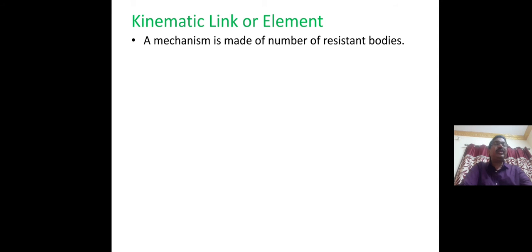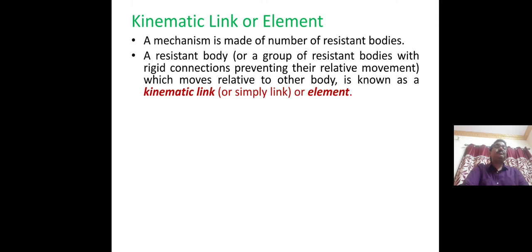Now one resistant body, or a group of resistant bodies with rigid connection preventing their relative motion. Generally we take a resistant body, or a combination of resistant bodies which do not have relative motion between them, and that is called a link, which moves relative to the other body. Generally we take a rigid body, but in most cases it need not be rigid; a resistant body is enough. That is called a kinematic link or element. Simply, you can call it a link also.